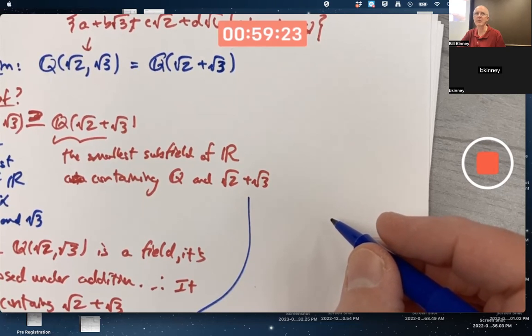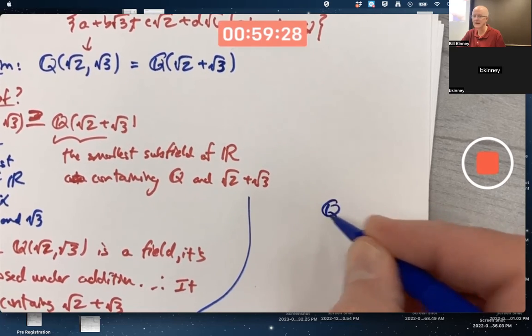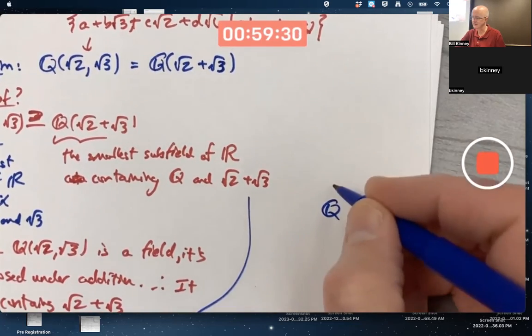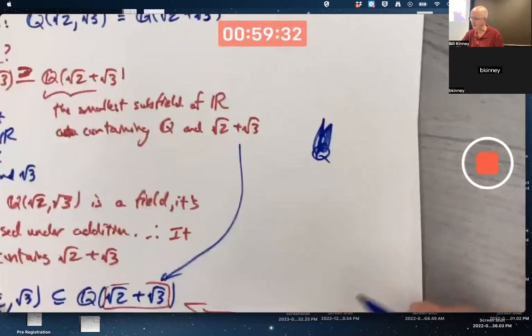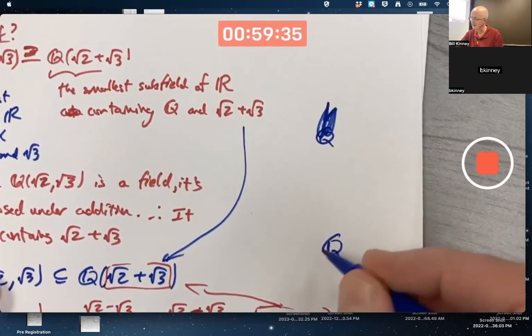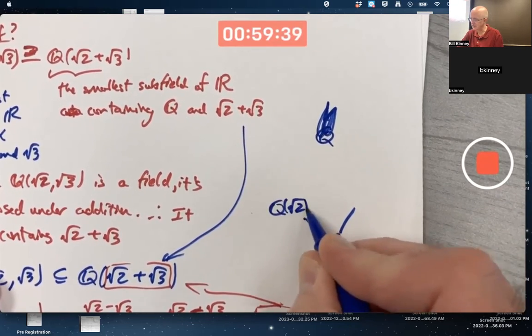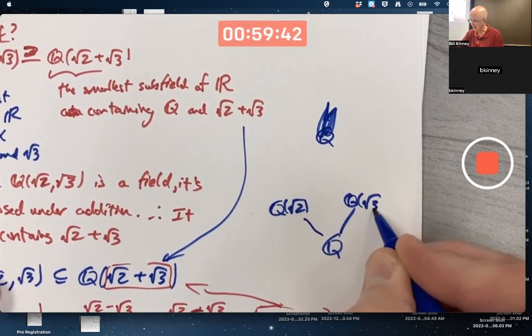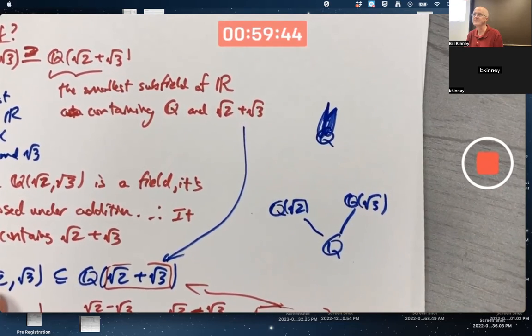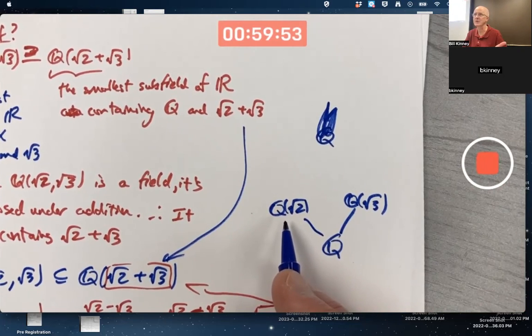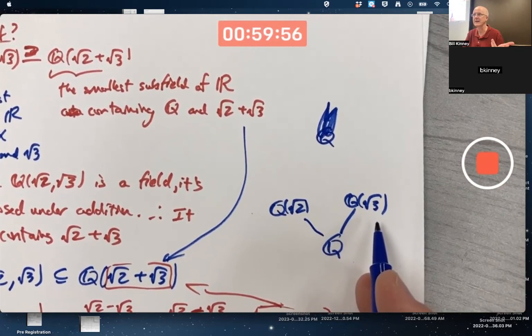It's similar to a subgroup lattice for groups. Here's the rationals. Q adjoin square root of 2 and Q adjoin square root of 3 are field extensions of the rationals that, as vector spaces over the rationals, have dimension 2. A basis for this one is 1 comma square root of 2. A basis for this one is 1 comma square root of 3.